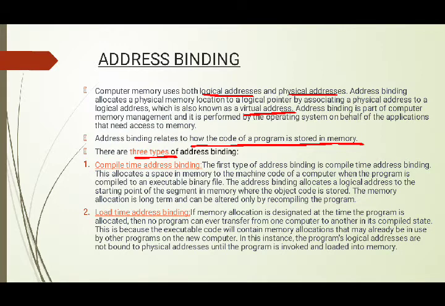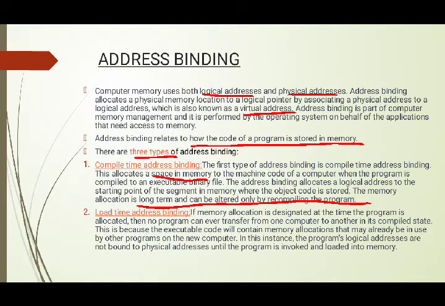The first type of address binding is compile time address binding. This allocates a space in memory to the machine code of a computer when the program is compiled to an executable binary file. The address binding allocates a logical address to the starting point of the segment in memory where the object code is stored. The memory allocation is long term and can be altered only by recompiling the program.